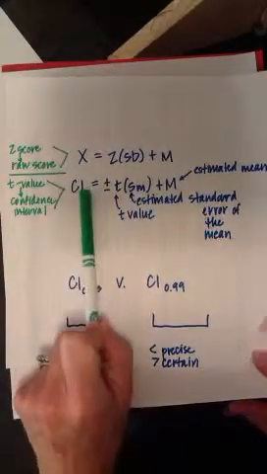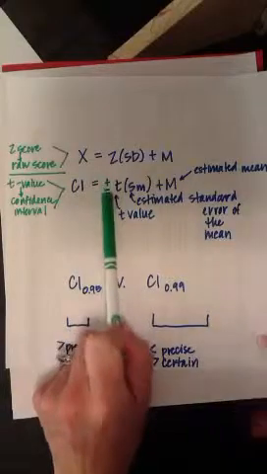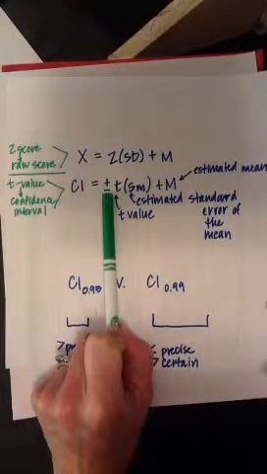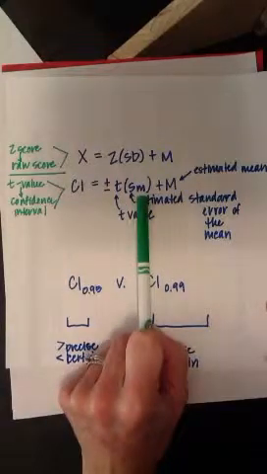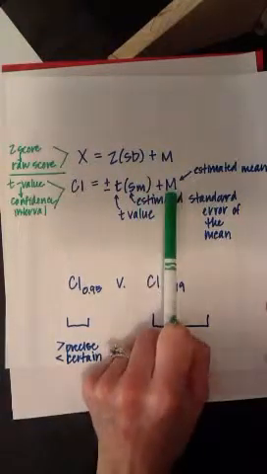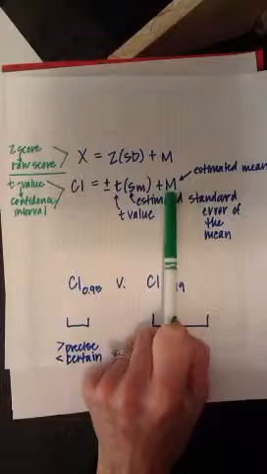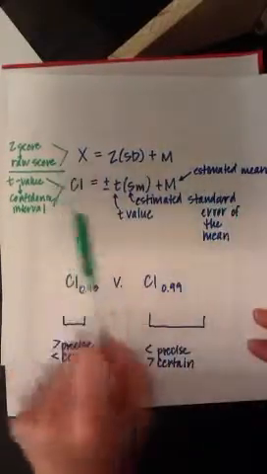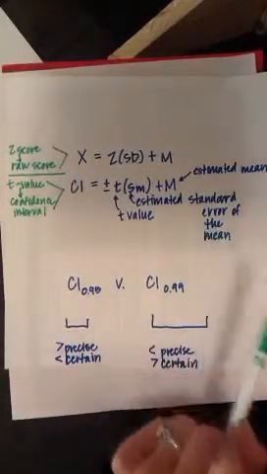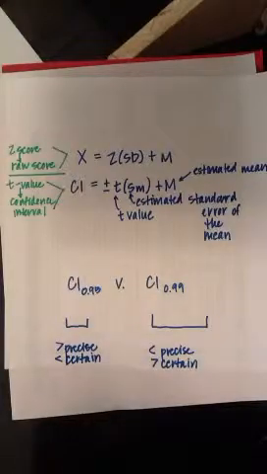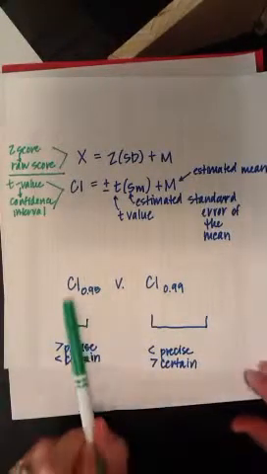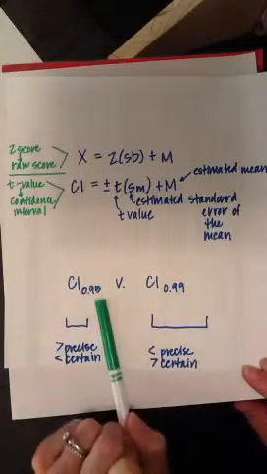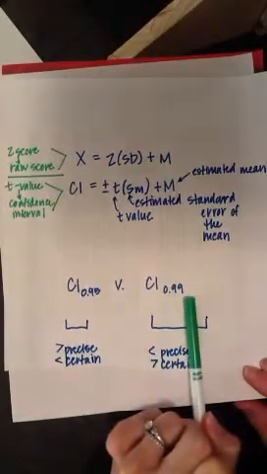Here, the confidence interval is equal to plus and minus. Remember, we have to do plus and minus because we're looking for a range. The t-value times the estimated standard error of the mean plus the estimated population mean. So this is the formula that we use to calculate our population mean confidence interval. And like I said before, you can calculate for a confidence interval at 0.95 or 0.99 levels.